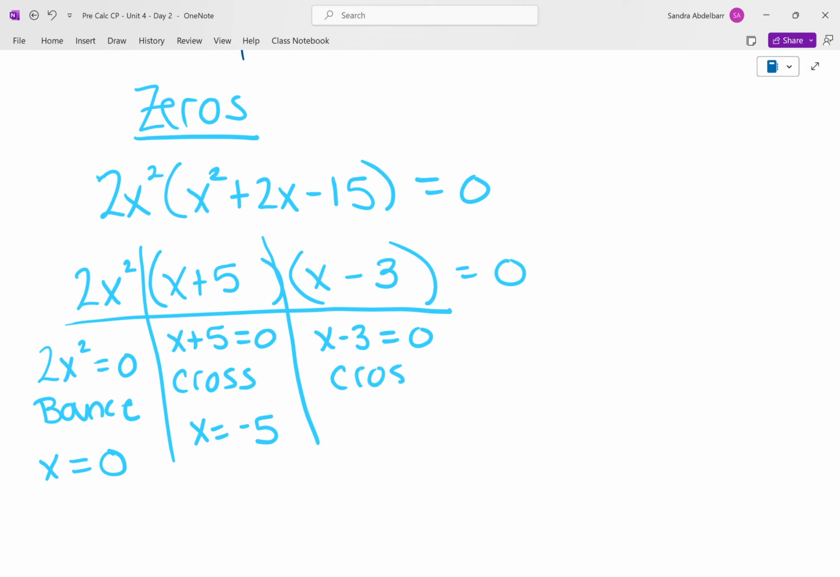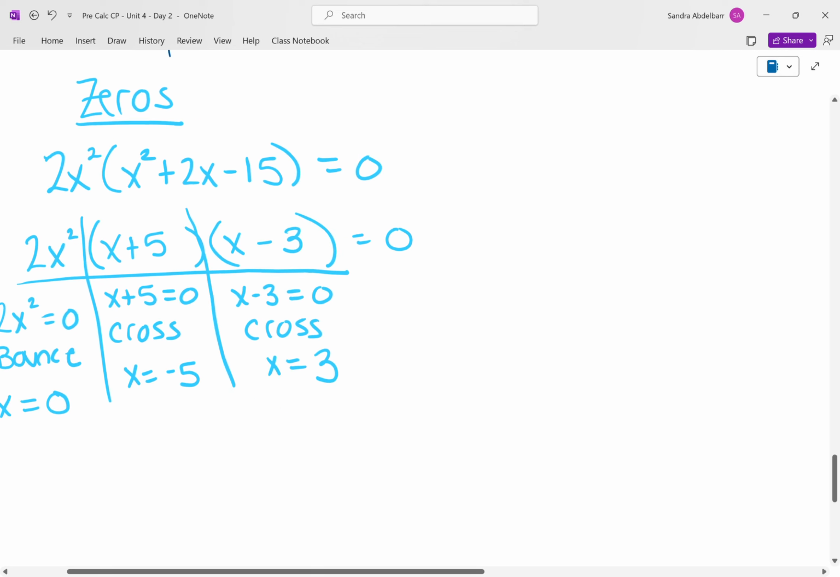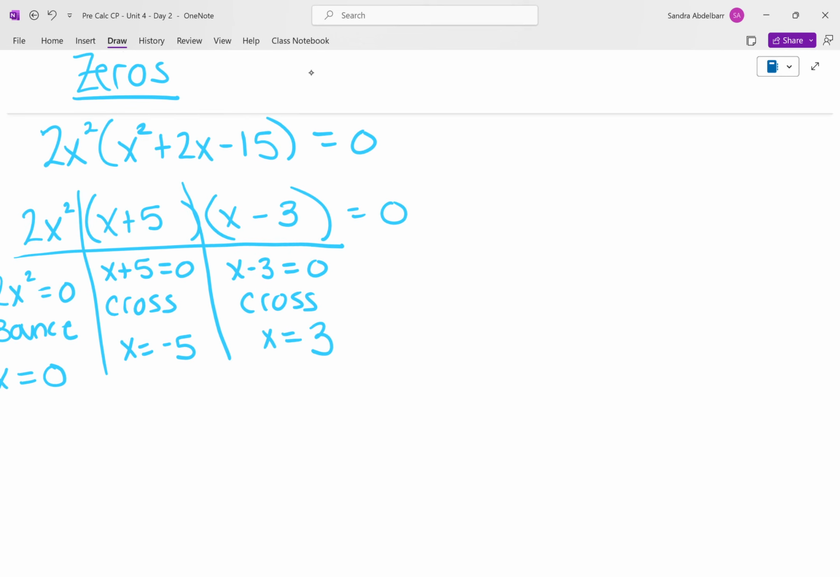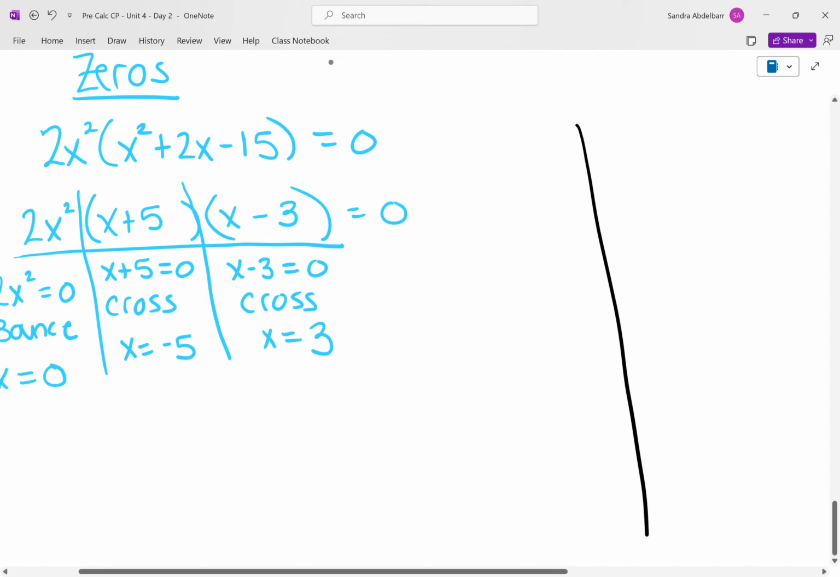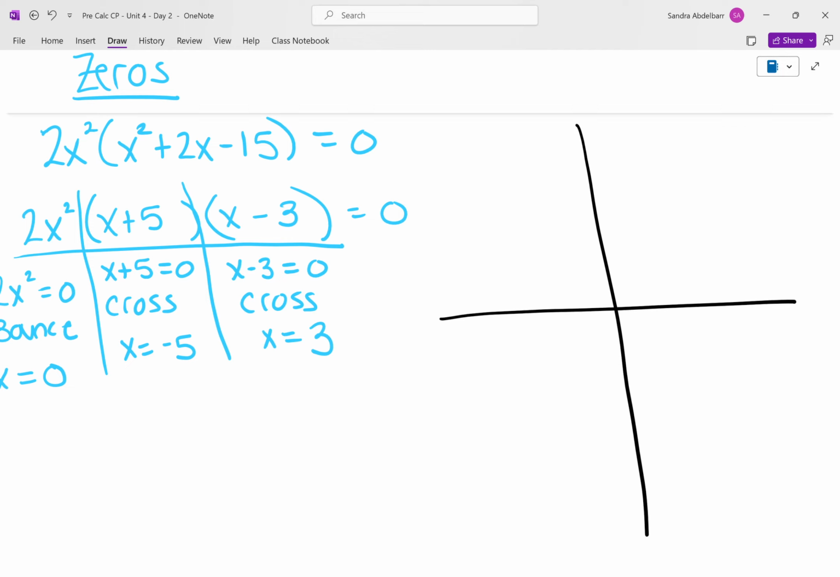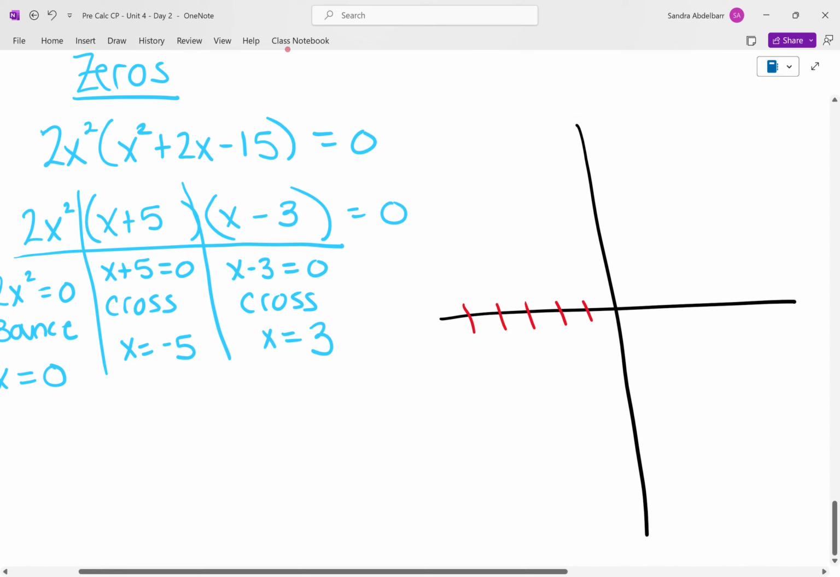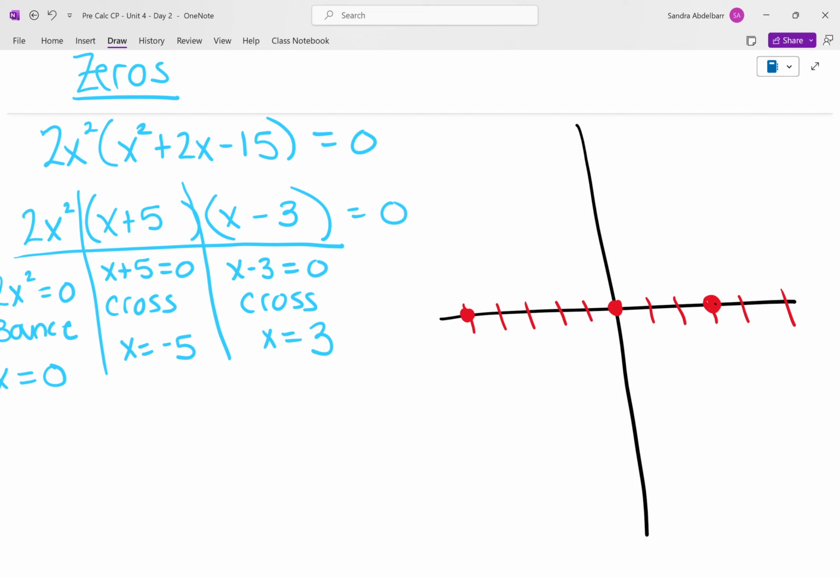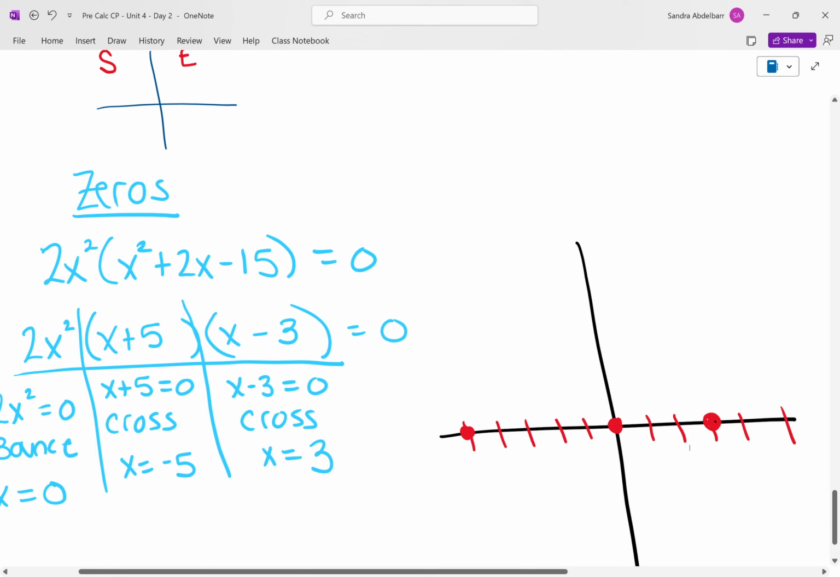And then we have x minus 3 equals 0. Is this a bounce or a cross? It's a cross. Where is it a cross? At x equals 3. Do we have everything we need to now come up with an idea of a sketch? Yes. So we have 1, 2, 3, 4, 5. 1, 2, 3, 4, 5. All right, so we have 0, negative 5, and positive 3. Those are our 3 zeros.